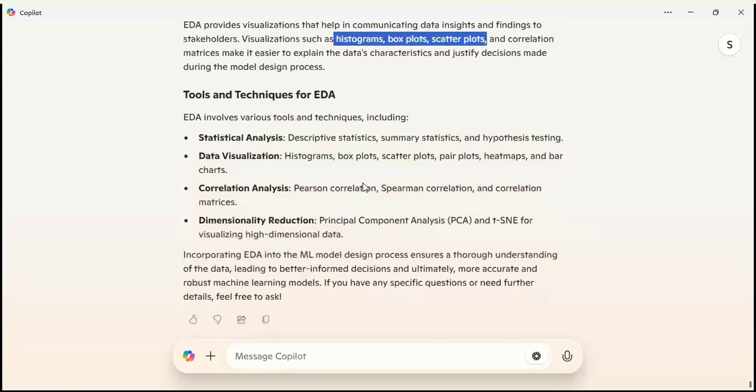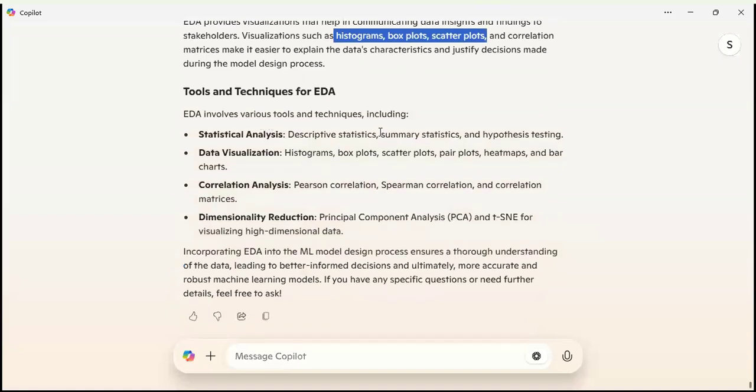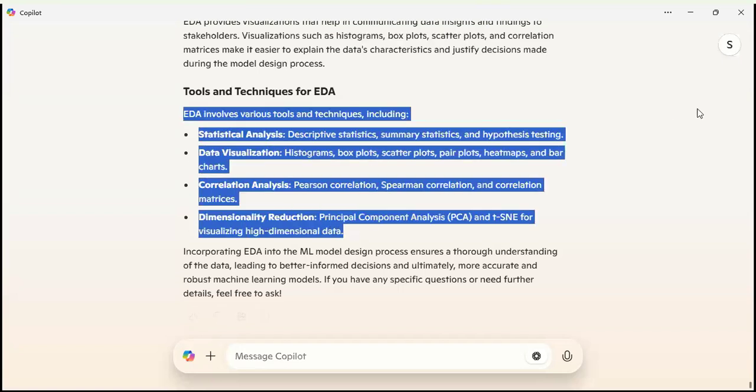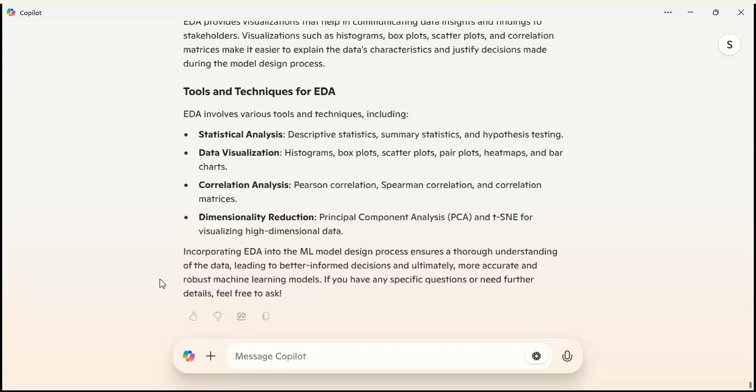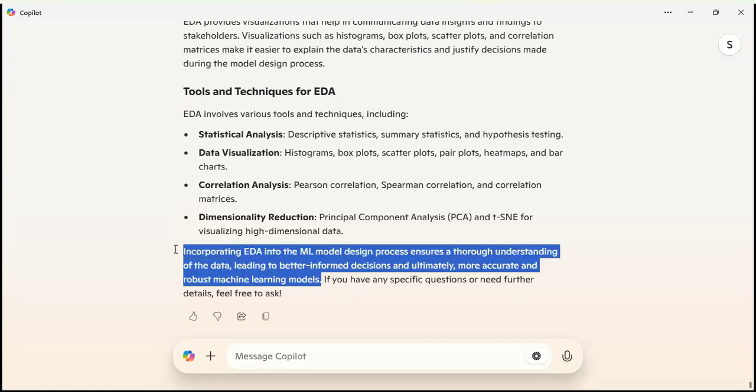Tools and techniques for EDA. EDA involves various tools and techniques including statistical analysis, data visualization, correlation analysis, dimensionality reduction. It means all these are part of the EDA framework. Yes. See here, incorporating EDA into the ML model design process ensures a thorough understanding of the data, leading to better informed decisions and ultimately more accurate and robust machine learning models. So, to design robust models, EDA is applied.